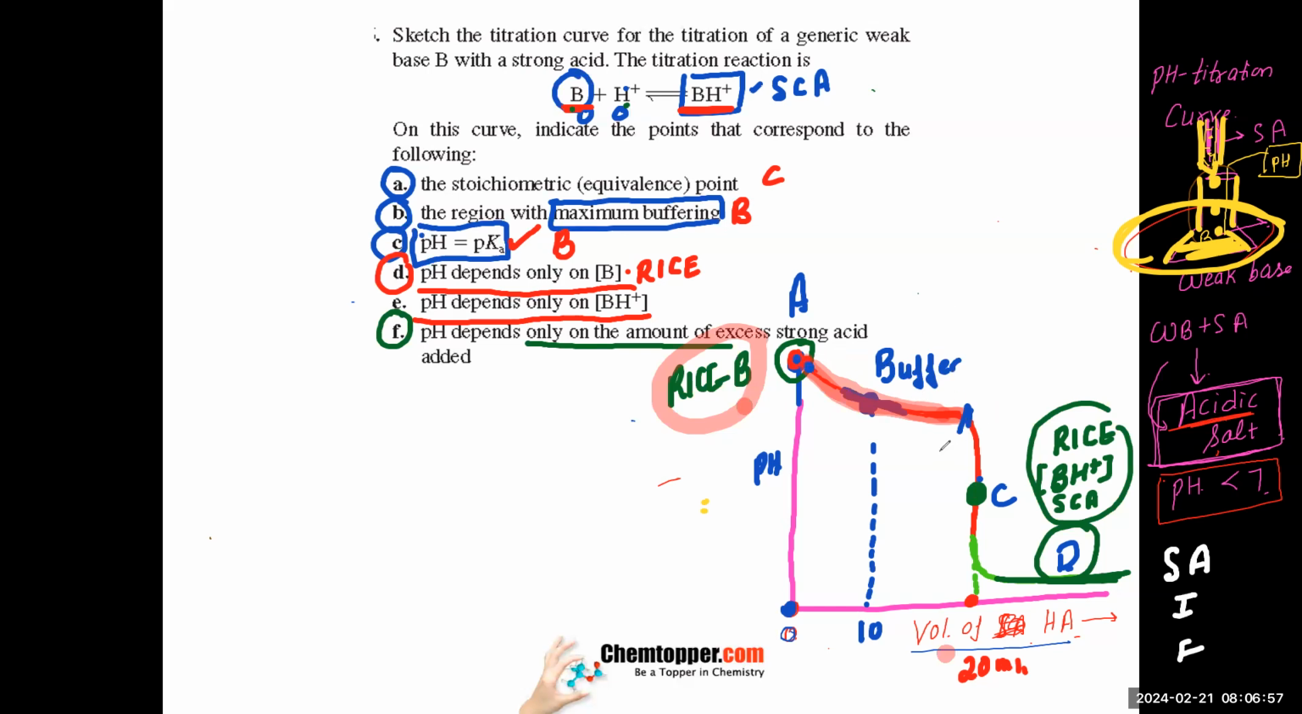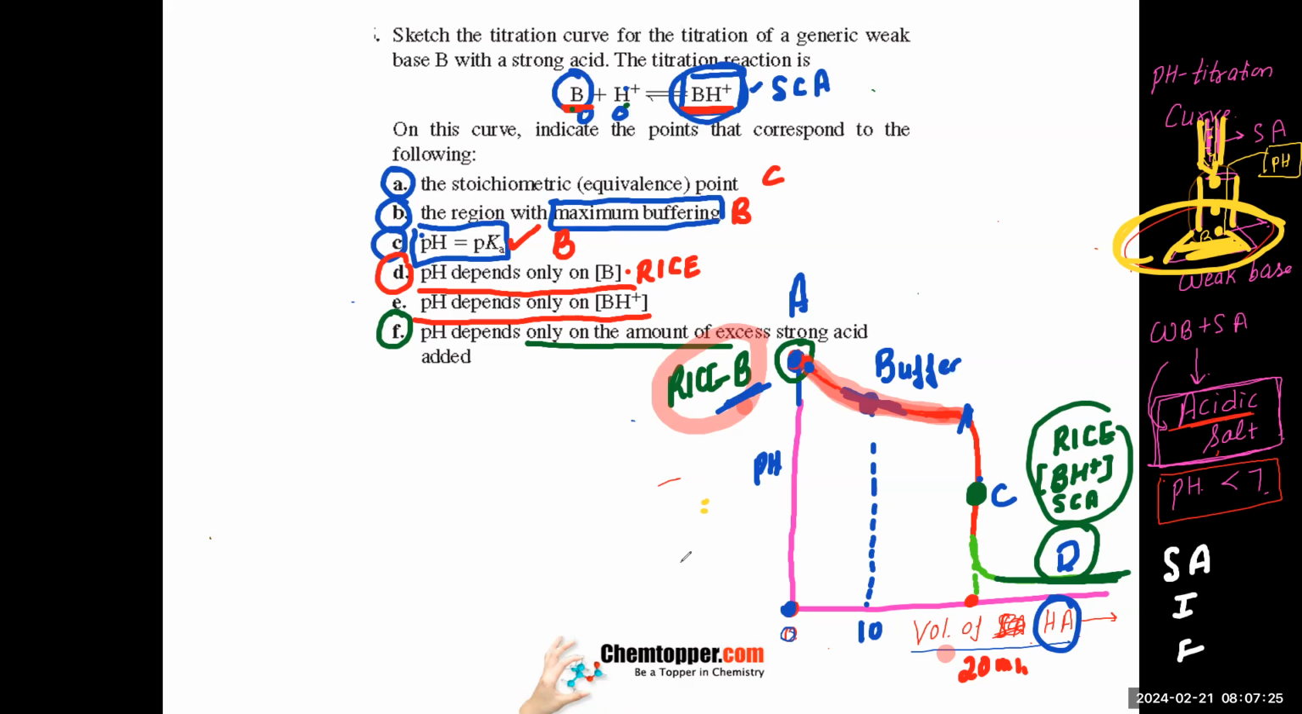You are going to use the Henderson-Hasselbalch equation to calculate the pH. You're not going to make a rice table or anything. Rice table is for this part because it's a weak base, pure base, nothing added. But after you started adding the strong acid, immediately the reaction starts. Immediately you start getting BH plus and it's a buffer. You can calculate the pH by using the Henderson-Hasselbalch equation.